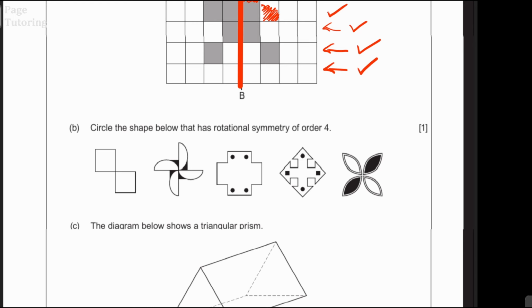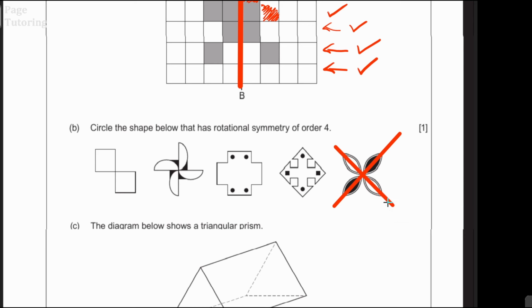So let's start discounting some. So if I get my red pen, I've got my line to go through. So I can see there's a line of symmetry here. You could have a line of symmetry here.